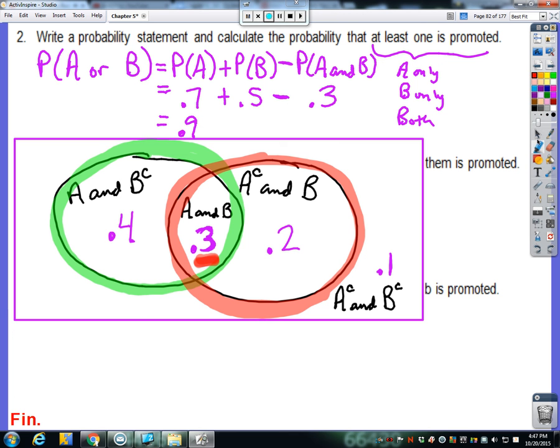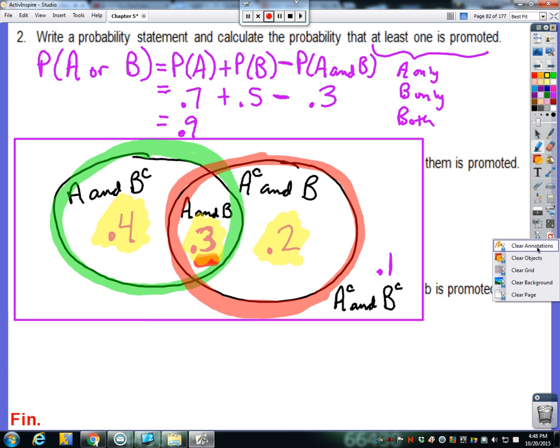Now, a quick and easy way you could have gotten 90% would have been just to say, well, it's this probability plus this probability plus this probability. So if you want to write this out, you could say the probability of A and not B plus the probability of A and B plus the probability of not A and B, and then you could say, well, there's 0.4, 0.3, and 0.2, and you're done.